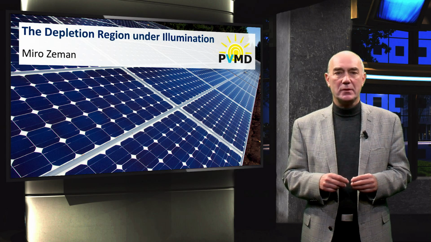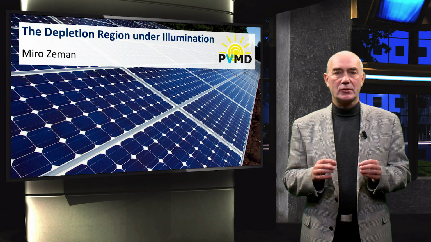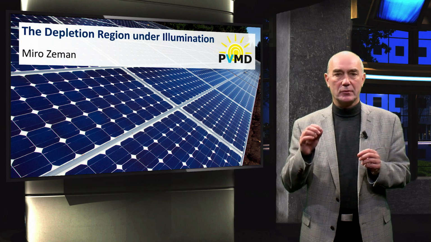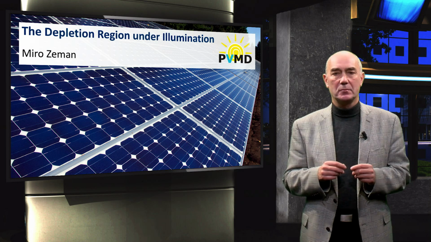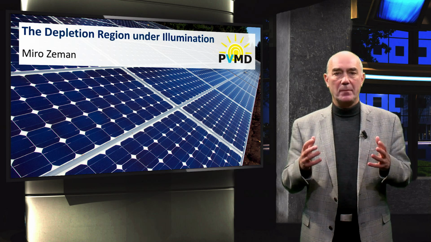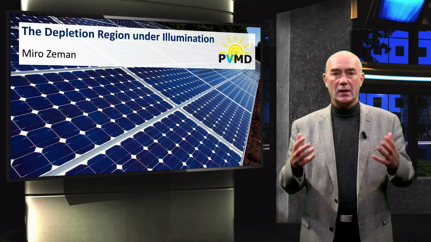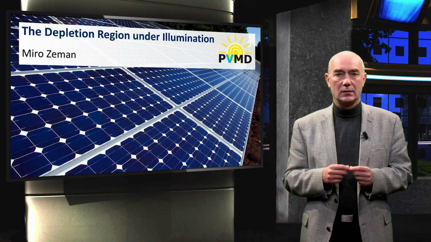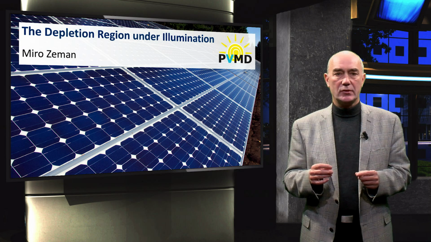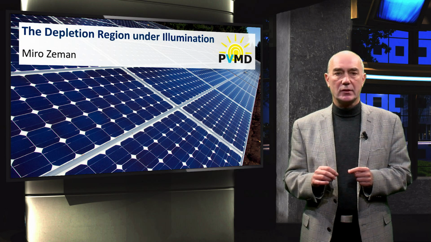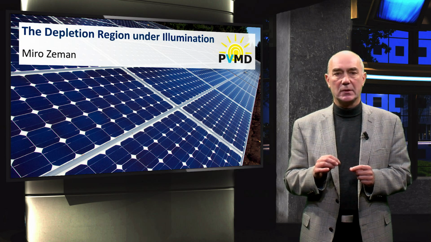We come to the most important part of the p-n junction behavior with respect to solar cell operation, a p-n junction under illumination. What happens inside the p-n junction when we shine light on it? In this lecture, we will focus on the depletion region and carrier concentration in a p-n junction under illumination.